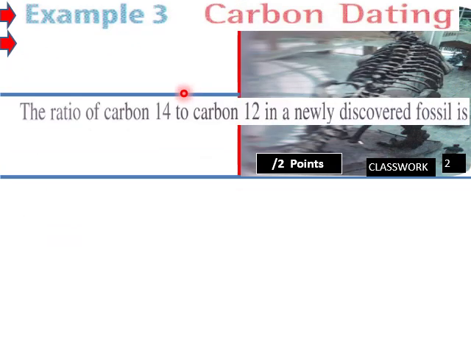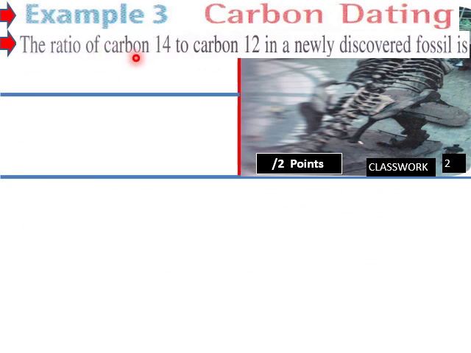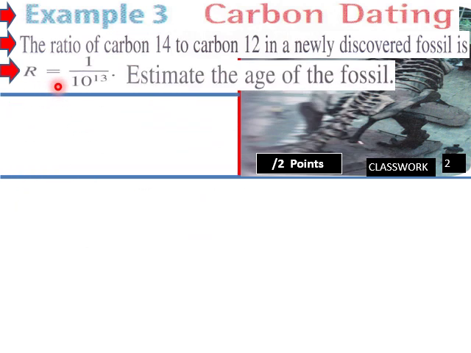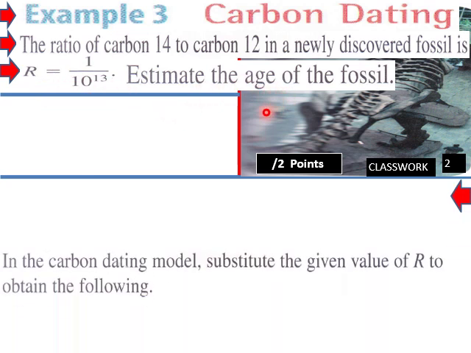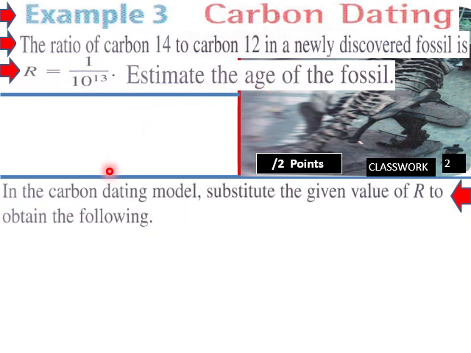Okay, example 3 now, carbon dating. Let's do one. The ratio of carbon-14 to carbon-12 in a newly discovered fossil is R equals 1 over 10 to the 13. Estimate the age of the fossil. So we know that the age of this fossil will be determined by this formula.